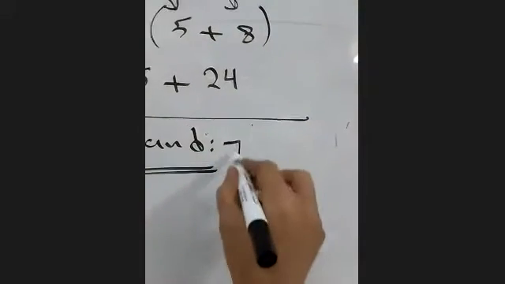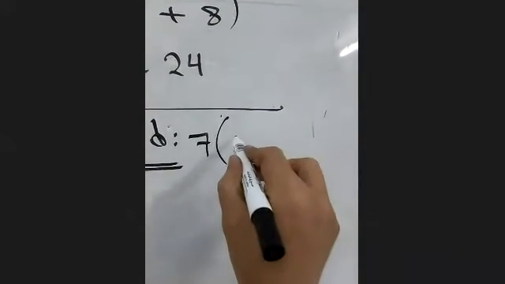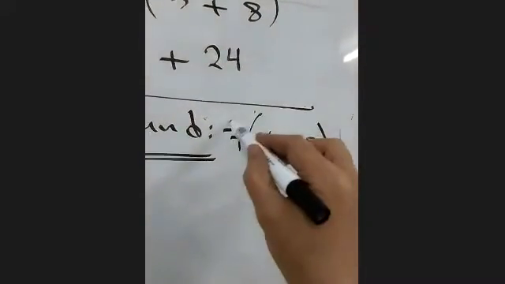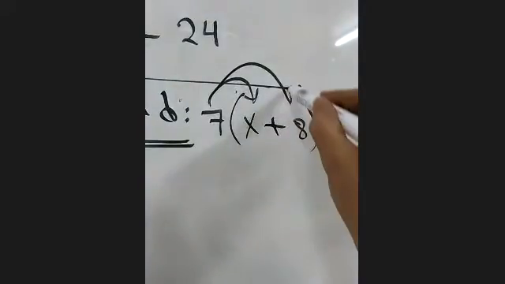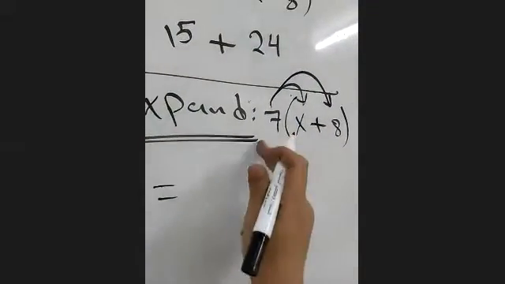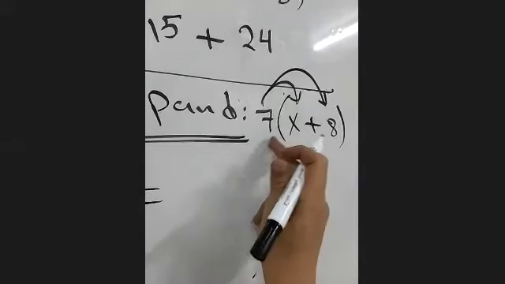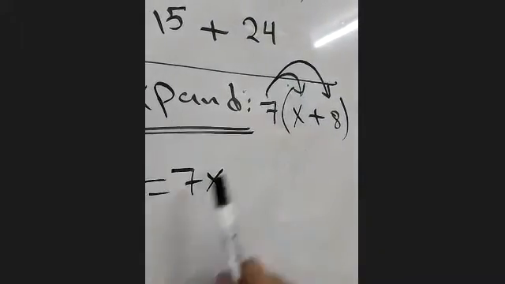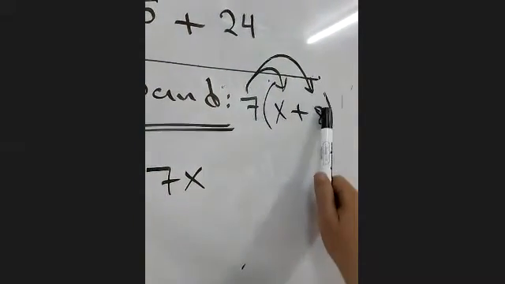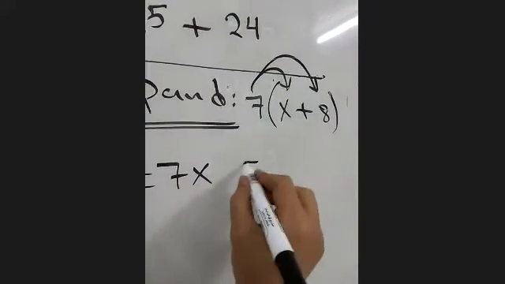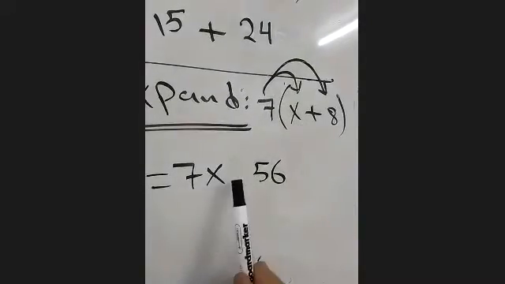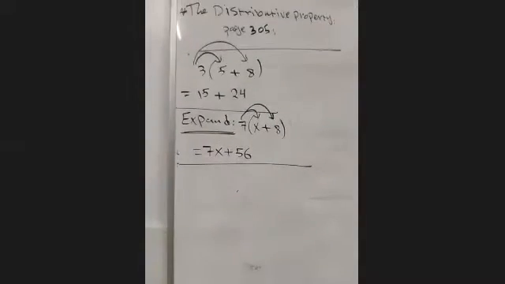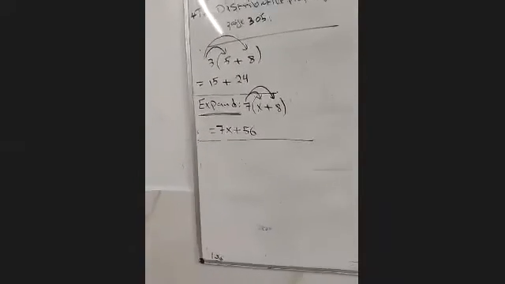Expand 7, for example, multiplied by x plus 8. We distribute the 7 on x and on 8. It will be 7 multiply x, 7x, plus 7 multiply 8, 56. And the addition becomes between them. This is what we did in the previous lesson, and I think we did example 1 and the check.